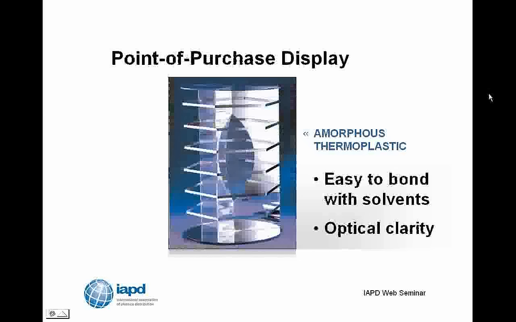Moving on to the next example, which is a point-of-purchase display. And in this case, that display was made out of an amorphous thermoplastic, and they chose that for two reasons. One, you get this beautiful optical clarity. And number two, it was easy to put that display together with solvent adhesives.